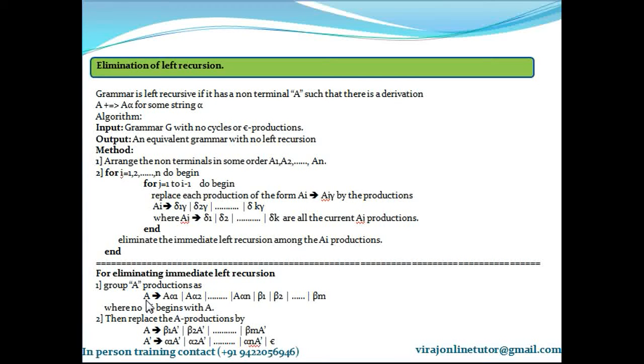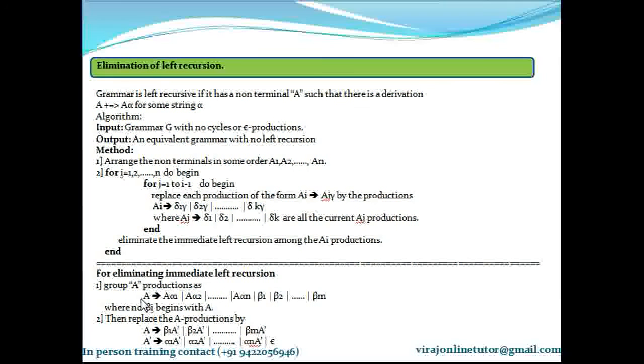So how to eliminate the immediate left recursion, that we'll learn first. Immediate left recursion is a left recursion that is direct left recursion. That means directly you can see the recursion in it. A is A alpha 1, A alpha 2. So the leftmost symbol is the same as the symbol on the left. It's a direct left recursion.